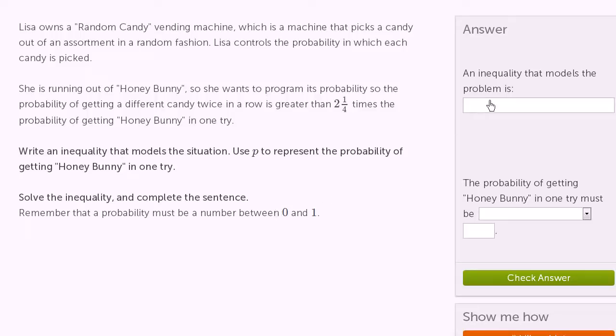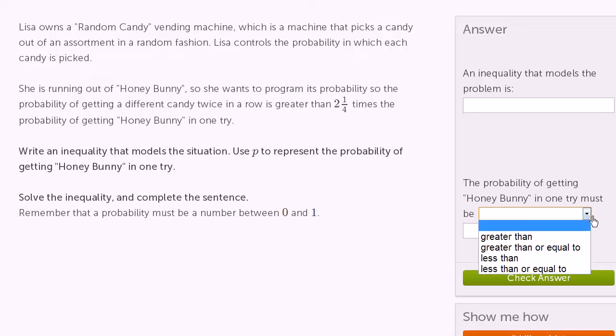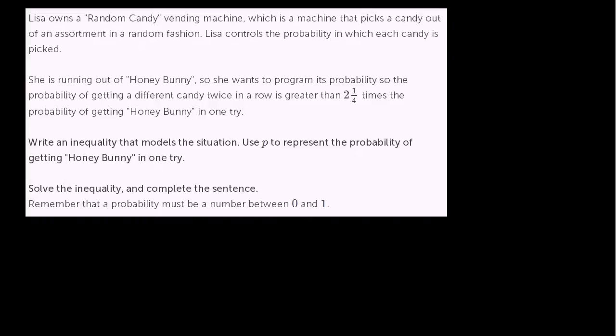So we want to write the inequality that models the problem here, and then we want to complete the sentence. The probability of getting Honey Bunny in one try must be, and they give us a bunch of options, greater than or equal to, less than or equal to, and then we have to put some number here. So to work through this, I've copy and pasted this problem onto my little scratch pad right over here. And so let's just think about it a little bit. They tell us to use P to represent the probability of getting Honey Bunny in one try.